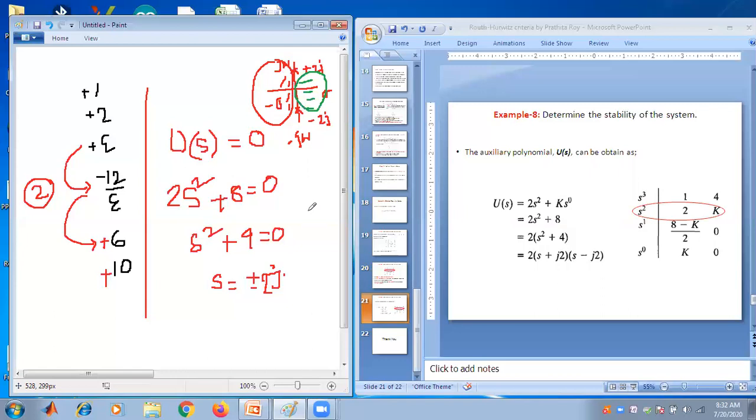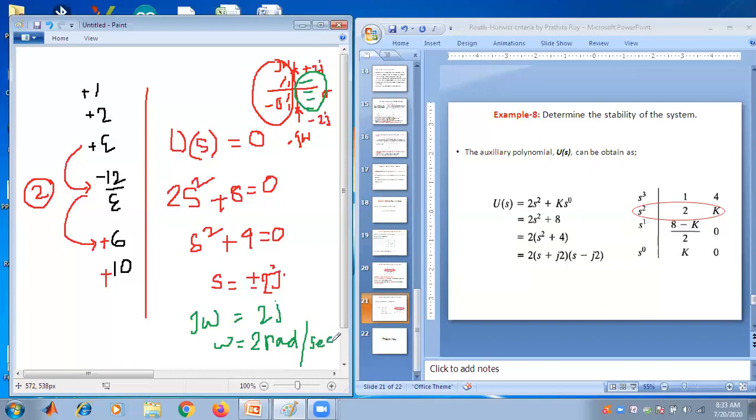of the sustained oscillation. We all know s equals j omega. So j omega equal to 2j, we can write omega equal to 2 rad per second. It will give the frequency of sustained oscillation.